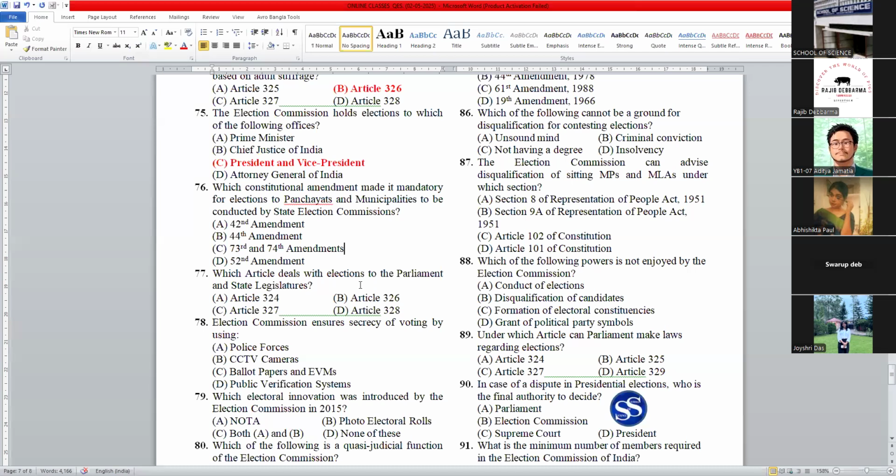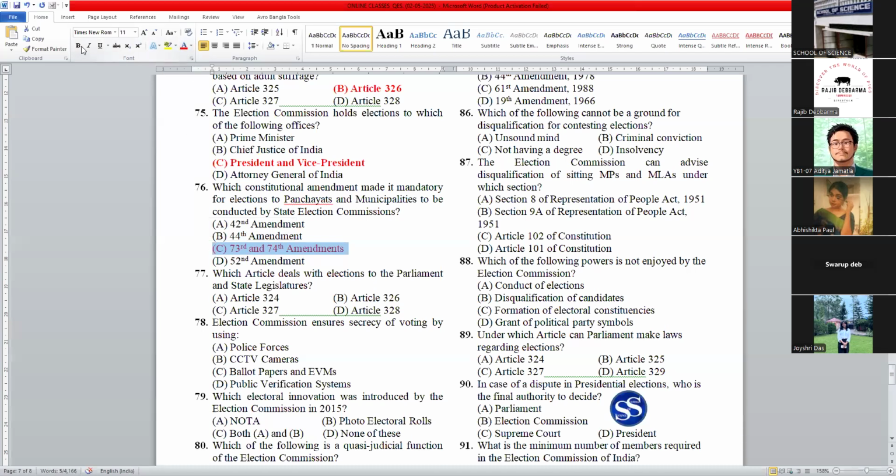Question number 76. Which constitutional amendment made it mandatory for elections to panchayats and municipalities to be conducted by the state election commission? 73rd and 74th Amendment Act. Very good, very good.